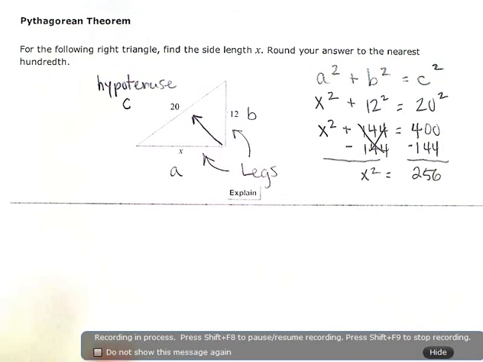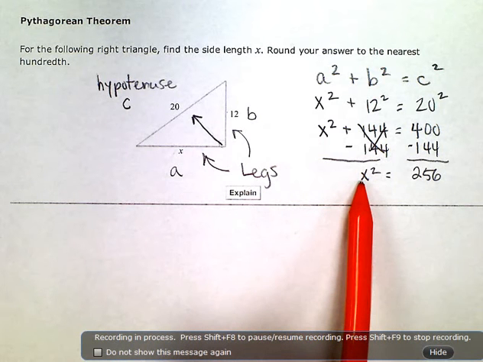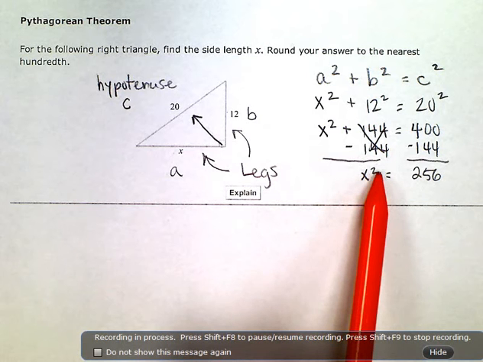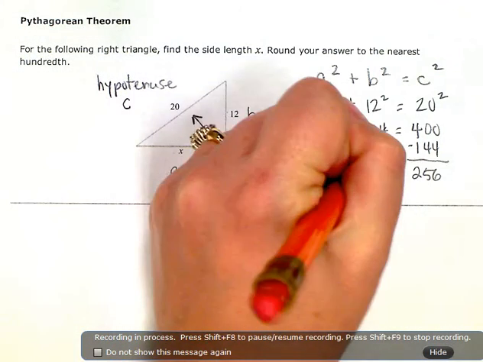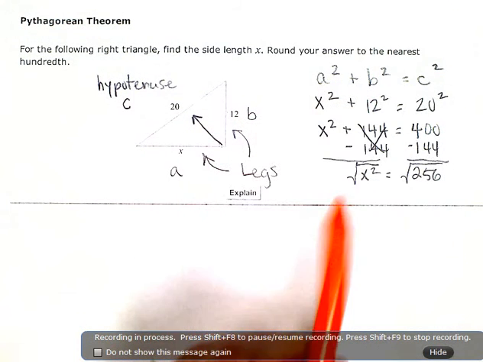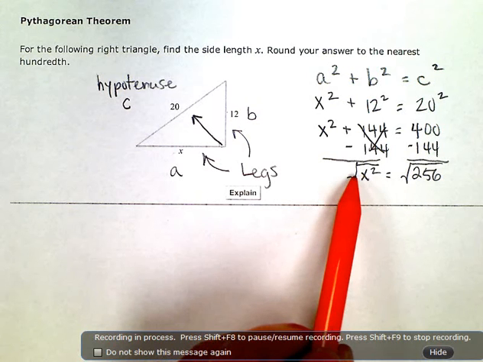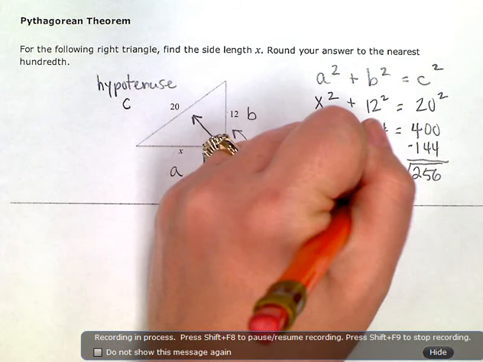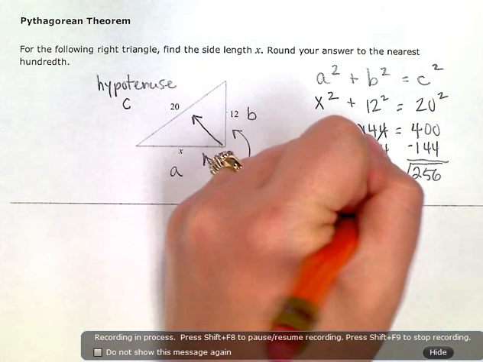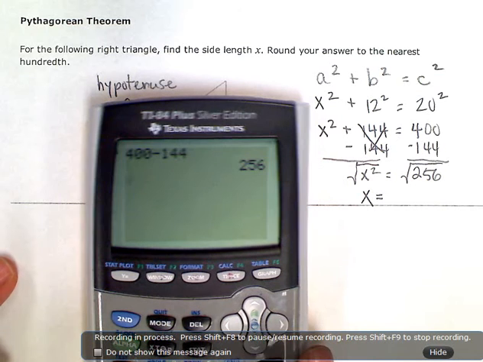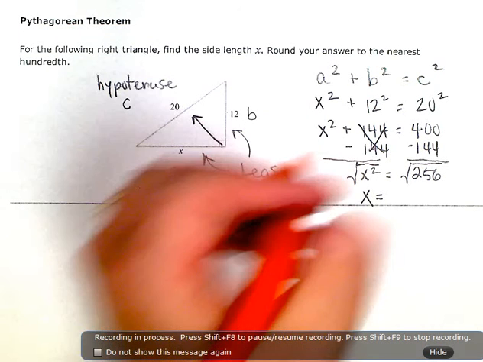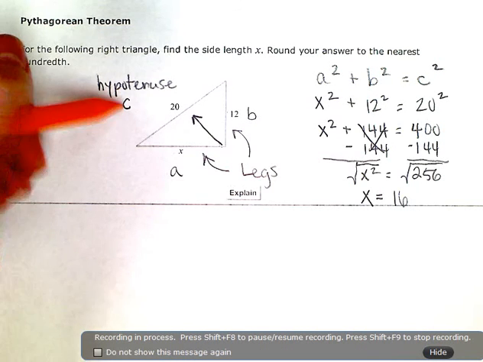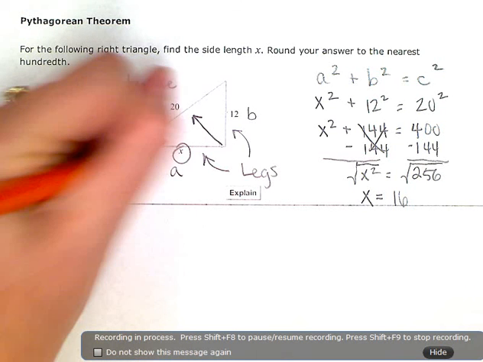Now, I only have one thing to do to get x all by itself, and that's to get rid of this exponent right here. So this is x squared. The inverse operation, or the way we undo a square, is to take the square root. And I have to do that to both sides. But when I square root a square, those two things just cancel each other out, leaving me with x equals the square root of 256. That's 16. So x, or this side right here, is 16.